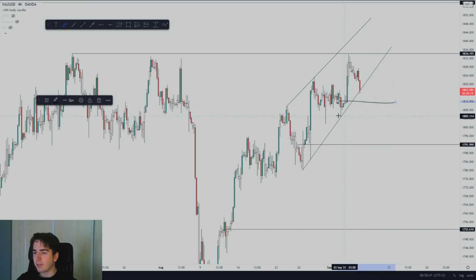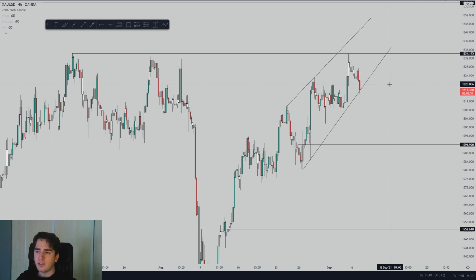Expecting a reaction from this level over here first, but essentially I am expecting a push down lower, unless of course we come back up for that swing high at 1834.195 to then start moving down lower. So for now bearish on gold, but let's see what is going to be happening today. We'll keep you guys posted if I see any interesting setups.